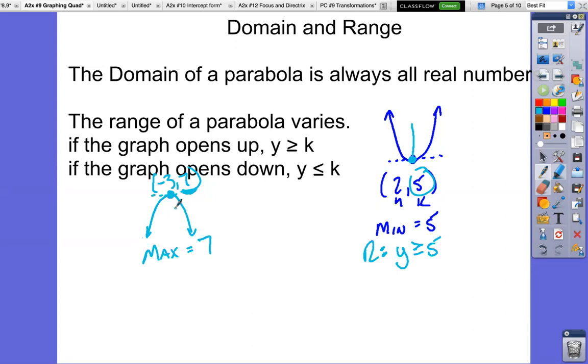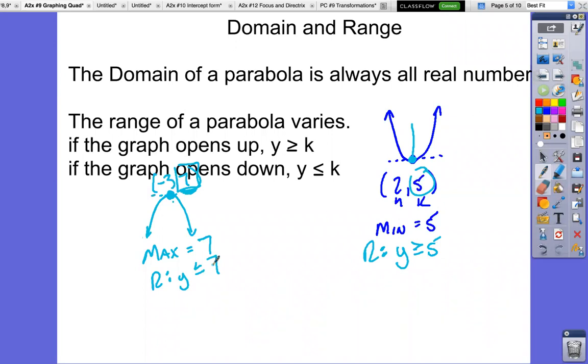So again, we're talking about the height of it. The range always goes up and down. So it's always got to be your y value here, this k value. So if that's your maximum value, everything else has to be less than that, right? So your range would be all y's less than or equal to the maximum.